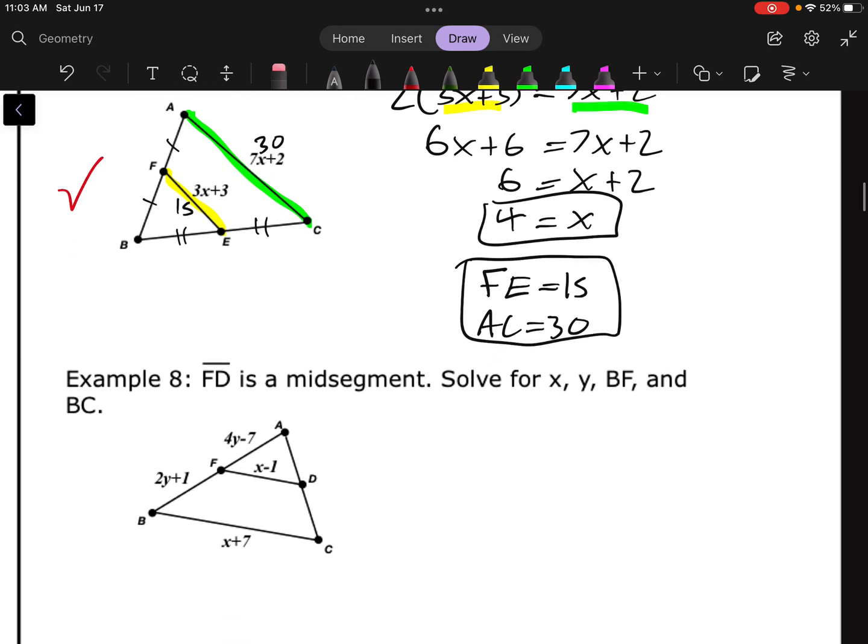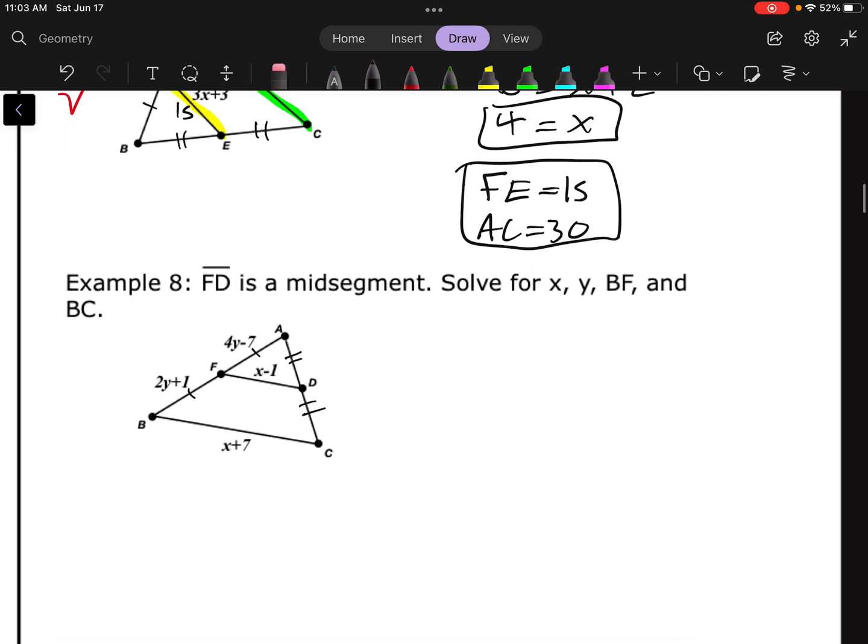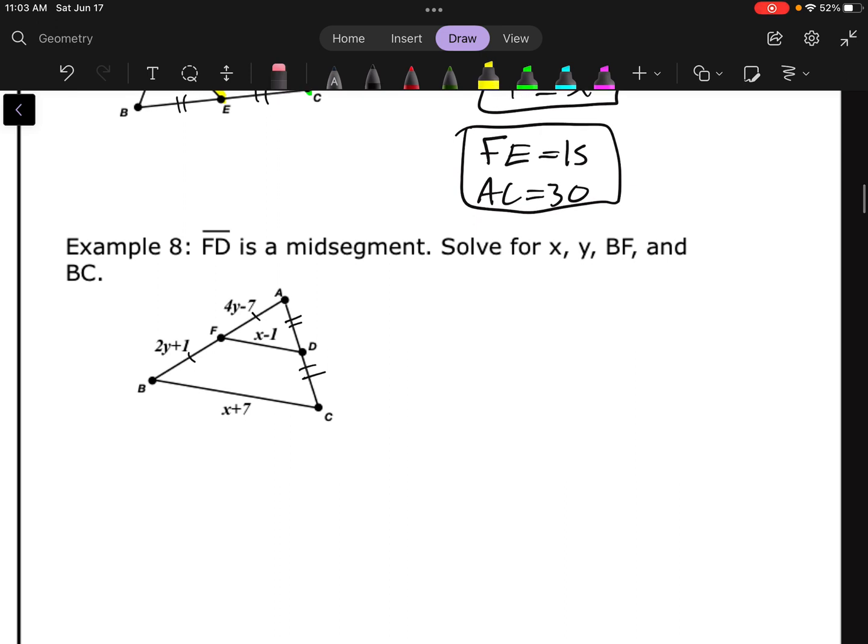All right, and the last one says FD is a mid-segment. Okay, that divides those in half like that, because those are midpoints. And solve for x, y, BF, and BC. Okay, so we got an x and a y floating around here. Now I'm going to focus on the mid-segment first because we're in the groove there.